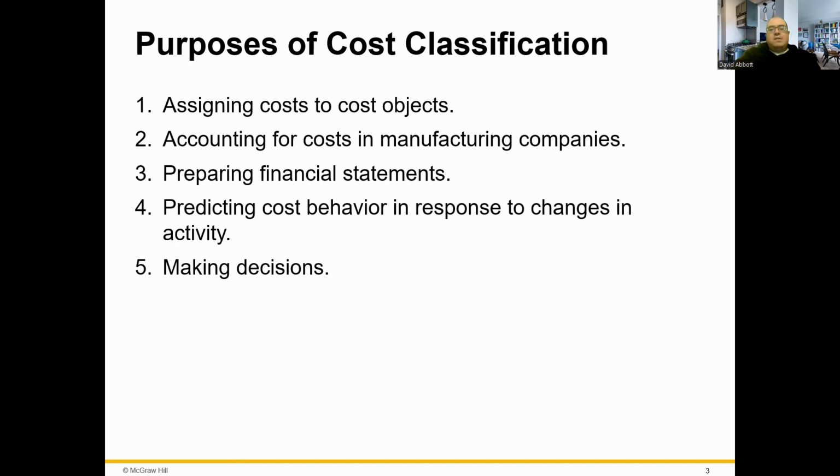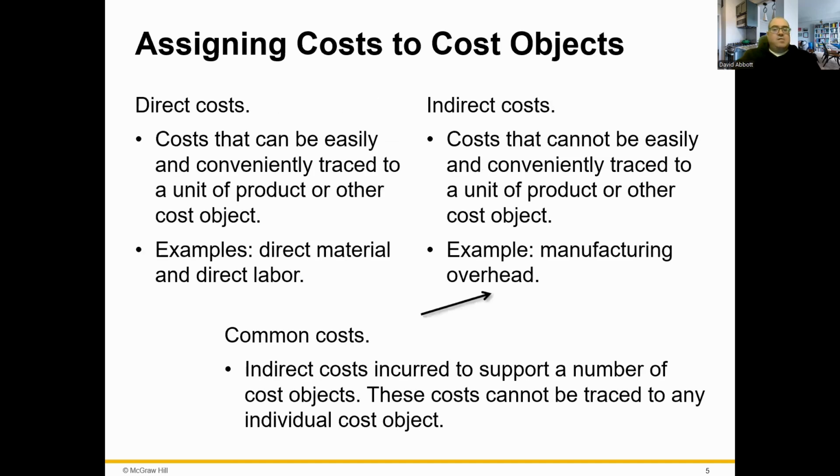But again, what we need to know how to do is to assign costs to cost objects. We need to account for costs in manufacturing companies. This is what we're going to be looking at. Preparing financial statements, predicting cost behavior in response to changes in activity, and making decisions.